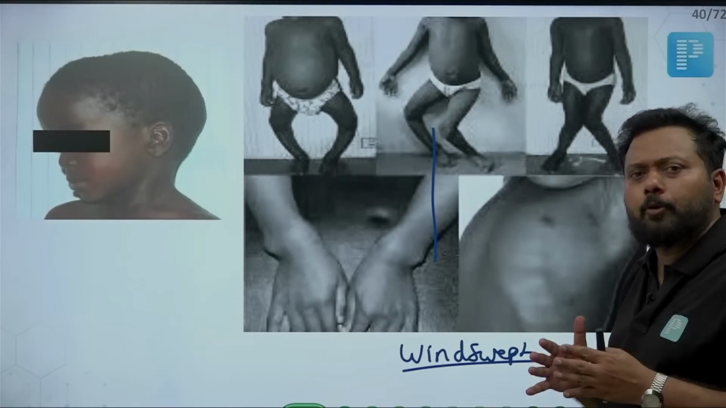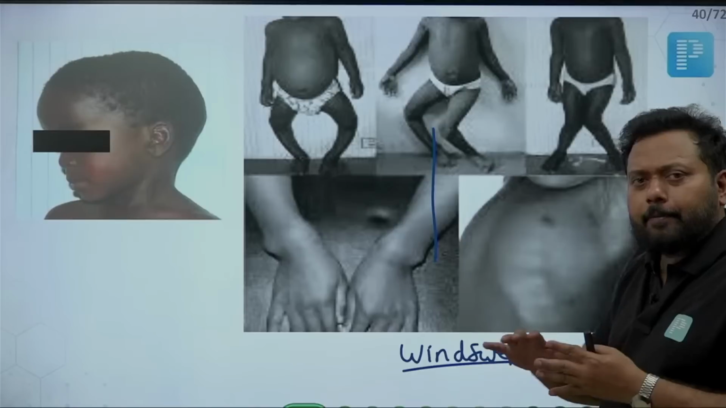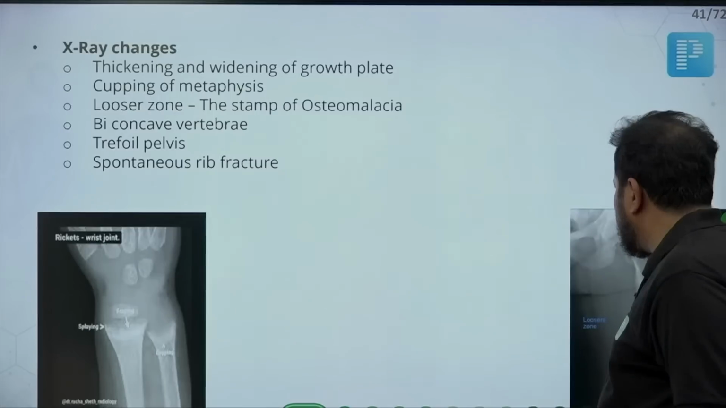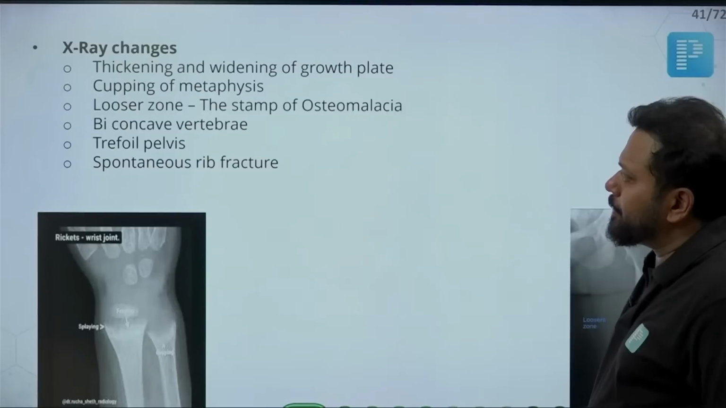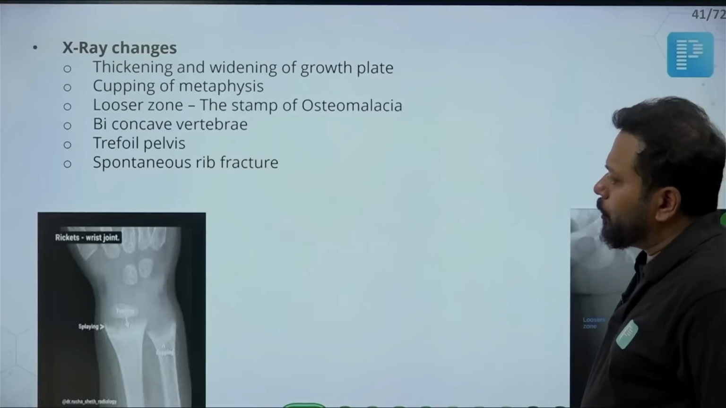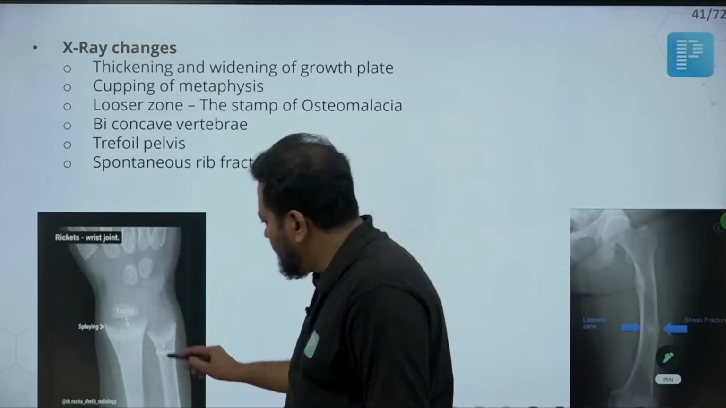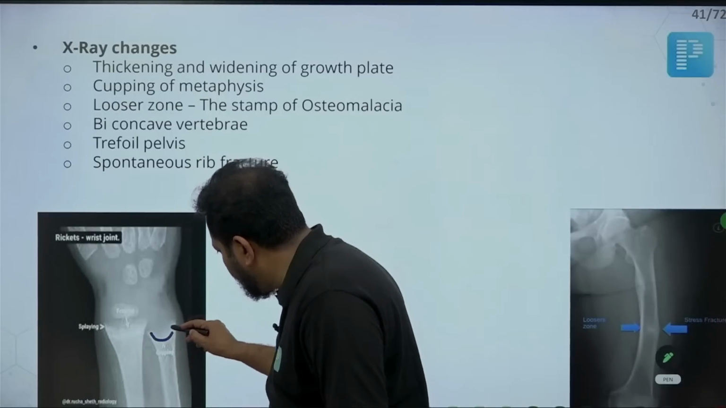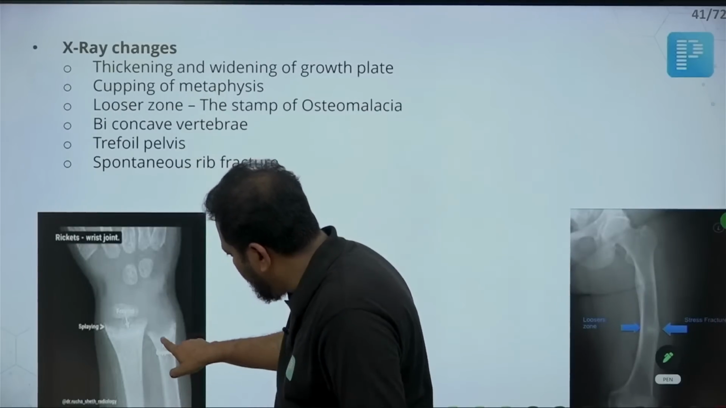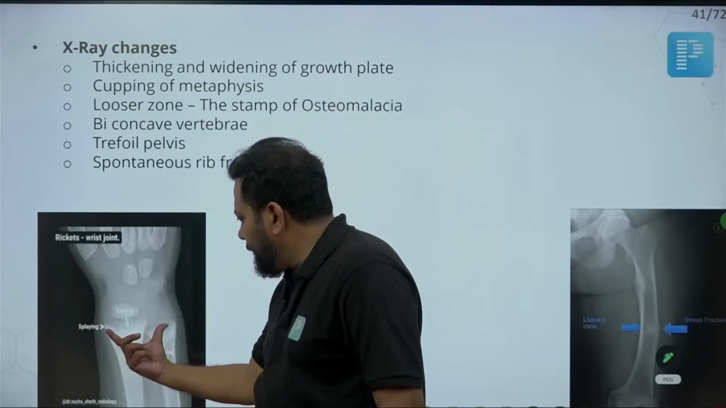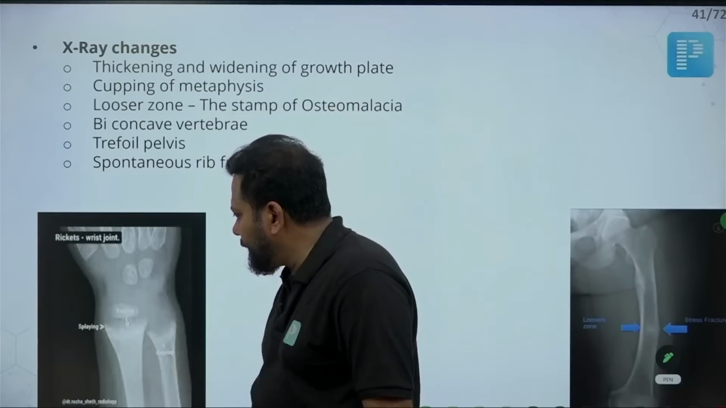As far as possible, I'm going only in MCQ angle. Same time clinical and more towards MCQ angle. Yes, wind-swept deformity. Yes, coming to X-ray changes. Thickening and widening of the growth plate. Cupping of the metaphysis. You see, this is called cupping. See the depth of the metaphysis gone like this. It's called cupping of the metaphysis. Then splaying of the metaphysis, widening of the metaphysis.